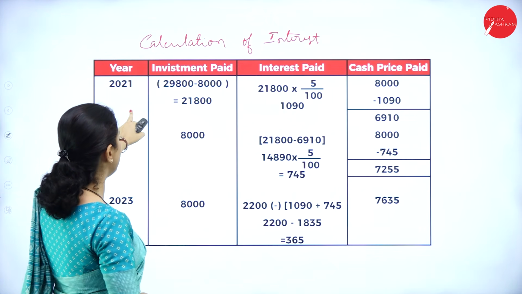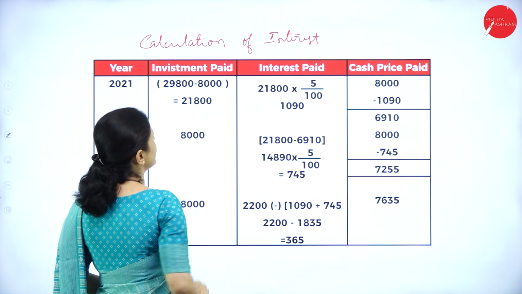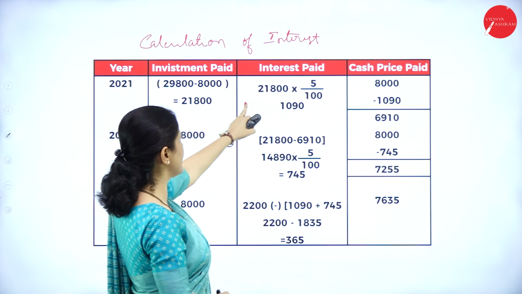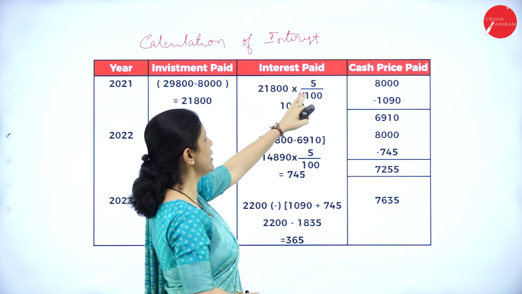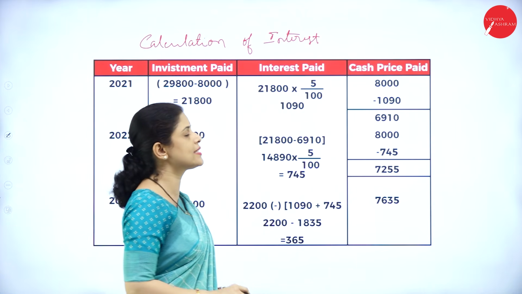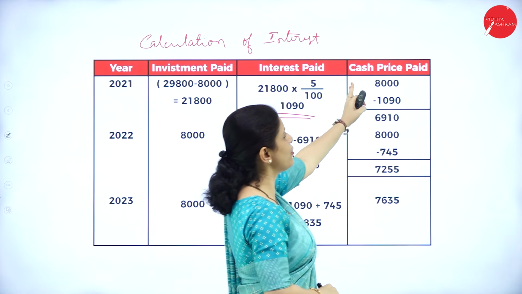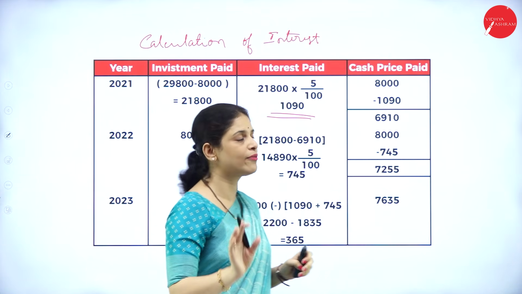21,800. So here 29,800 is given. What is that? Cash price. From that we have to deduct the down payment. So how much will we get? 21,800. How much is the percentage? Percentage is 5. So what is the interest for first year? That is 1,090. Then we have to calculate the cash price paid or principal.